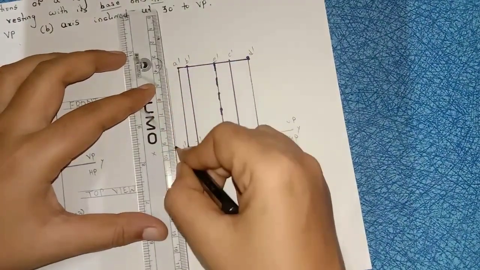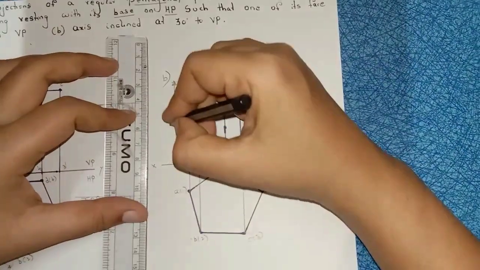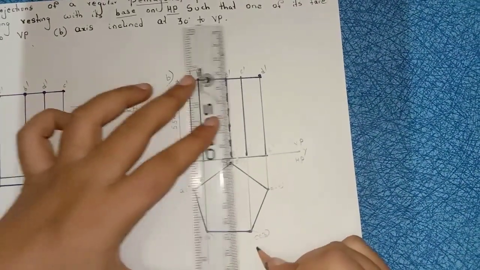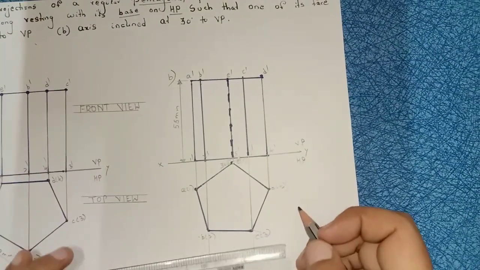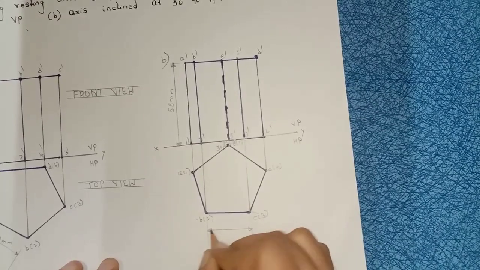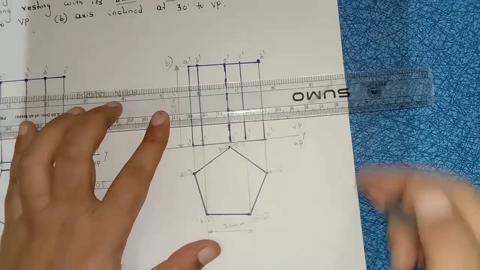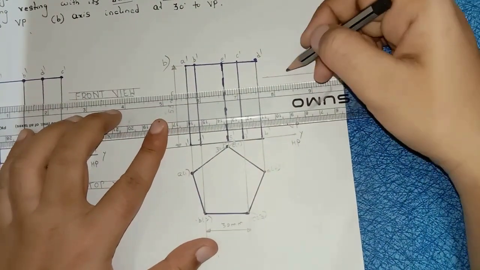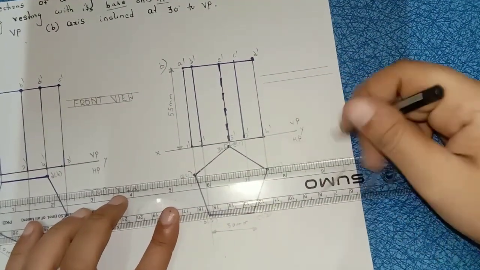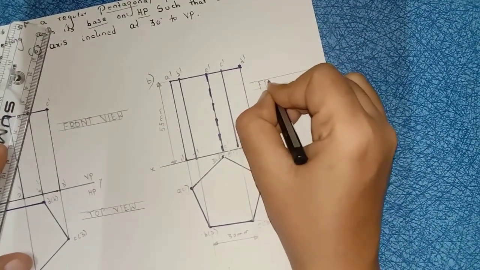After completion, don't forget to mark dimensions. Here they mention axis height is 55 mm, right, and here the length of the side is 35 mm. Sorry, 30 mm. Right, after completion of your problem, take height 5 mm. Write down above the reference line front view and below the reference line top view. Right, write down here front view and top view.